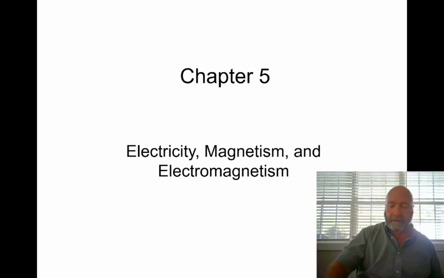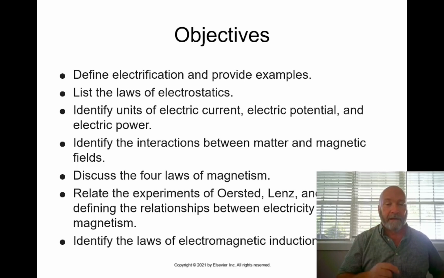What we're going to talk about in chapter 5 is we're going to define electrification. We're going to look at what electrostatics is, and identify the units of electric current, that's amperage, electric potential, that's voltage, and electric power, which is wattage. So current times potential equals watts in electric power. We're going to identify the interactions between matter and the magnetic field, so how we use electrons to create a magnetic field. And in that we can manipulate the power level, the current, and the voltage.